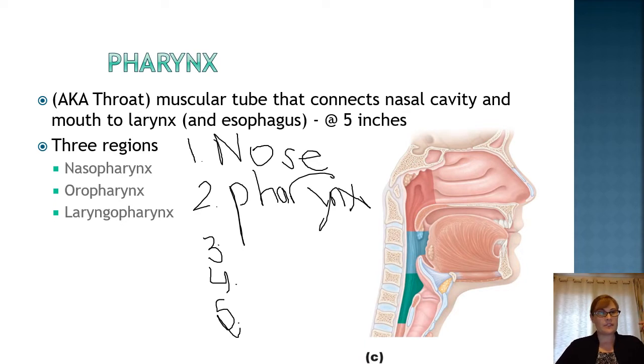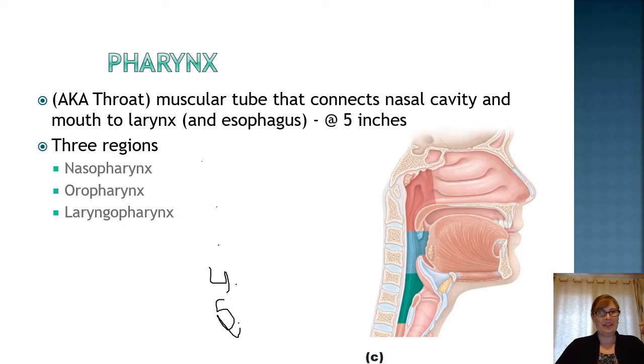So our second step is the pharynx. The pharynx has a few different parts to it, and I'm actually going to erase this because it looks like a child wrote it, but I think you get the point.